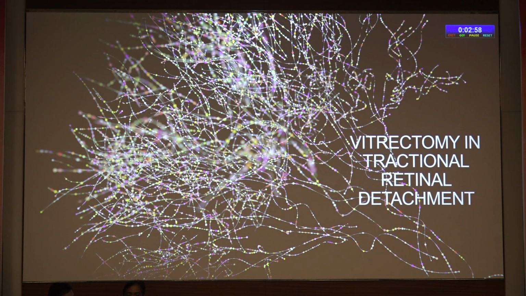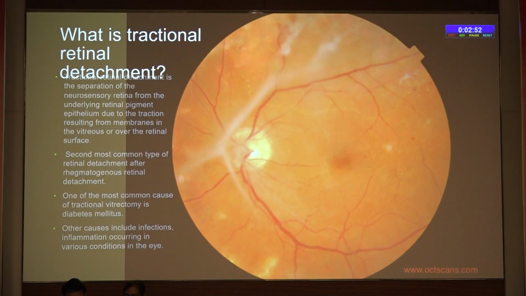Then there is vitrectomy in tractional retinal detachment. It's to be taken by Dr. Saurabh Luthra, if he is there. So all the tractions have to be removed once a good vitrectomy is done.